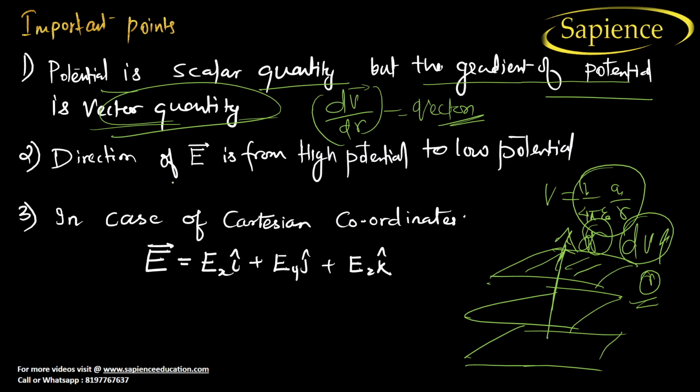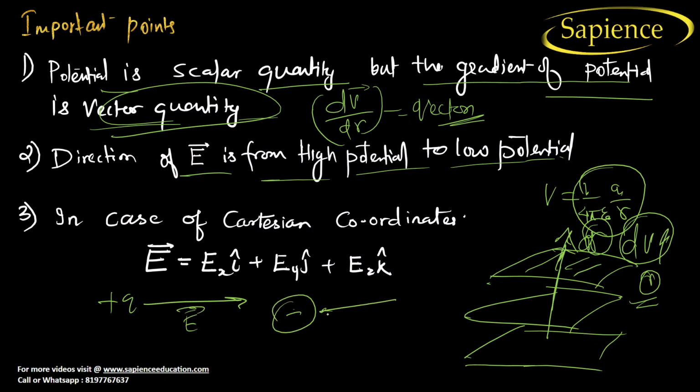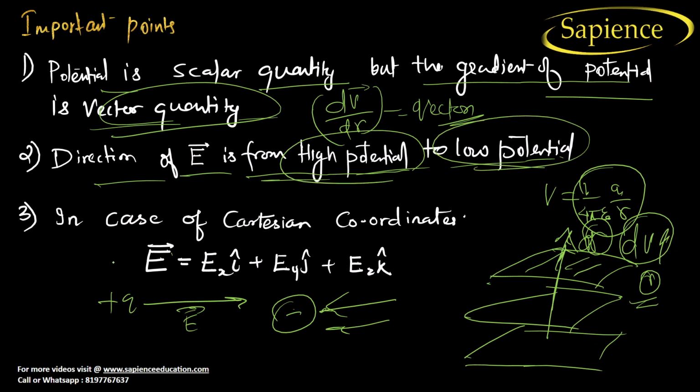Now the direction of the electric field is from high potential to low potential. Definitely high potential to low potential. If there is a positive charge, the direction will be along the direction of the electric field. But if it is a negative charge, the electric field direction will be backward. So that's why the direction of the electric field is from high potential to low potential, right?